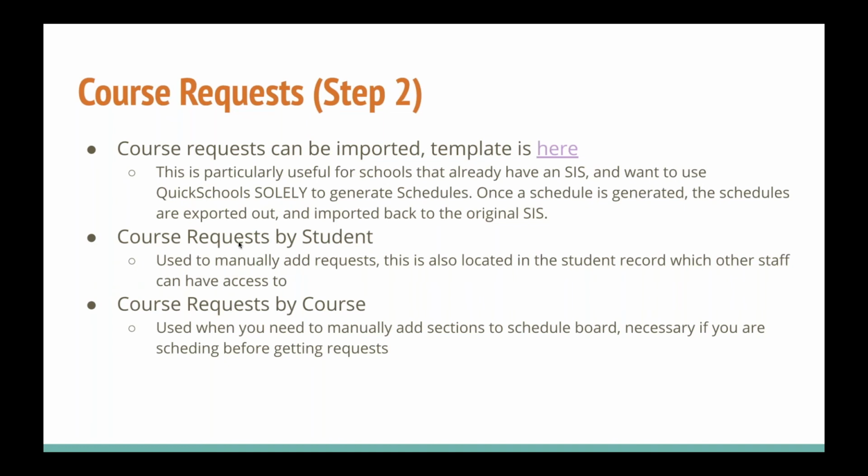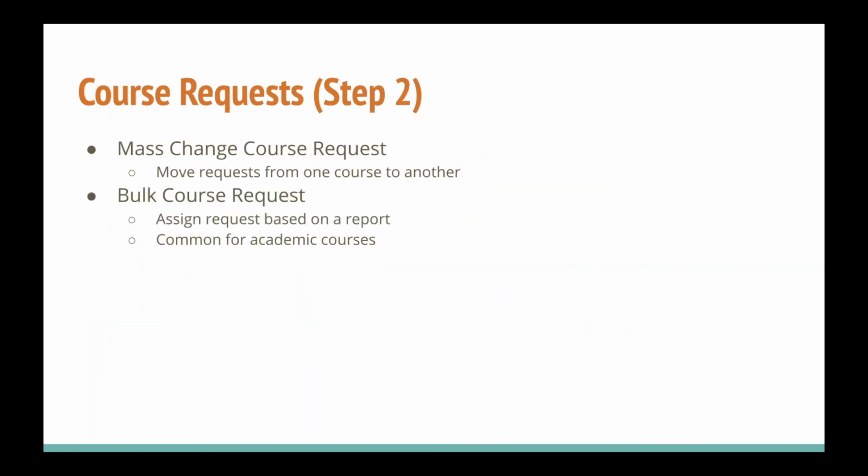are available. You've got your course request by student, which we mentioned, where you can manually add requests for each student. There's a course request by course where you can adjust the number of sections you want to create for each course. Then there's the mass change course request where, if you decide not to offer one course, you can move all the requests from one course to another course. And then lastly here, there's bulk course requests where you can mass assign course requests to students based on a report. So the one thing that we didn't really mention here is the student course requests.